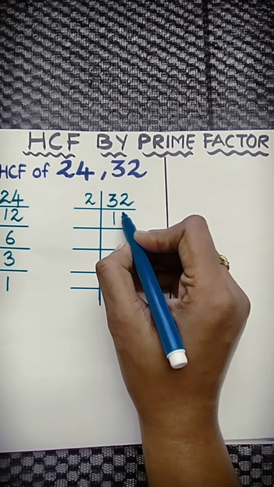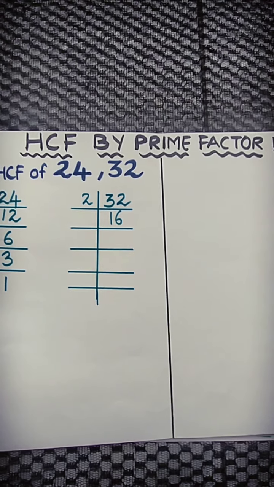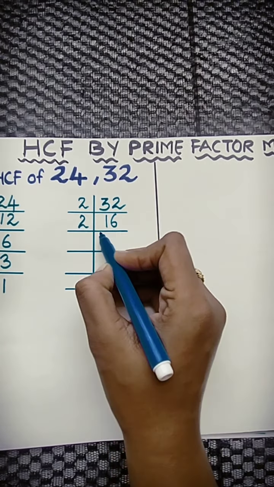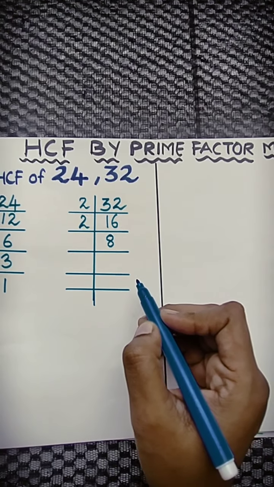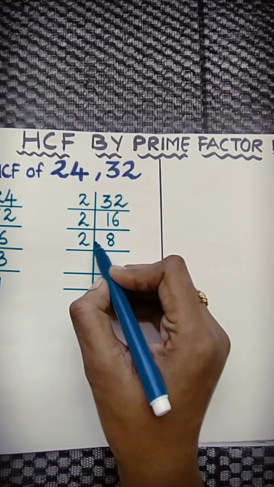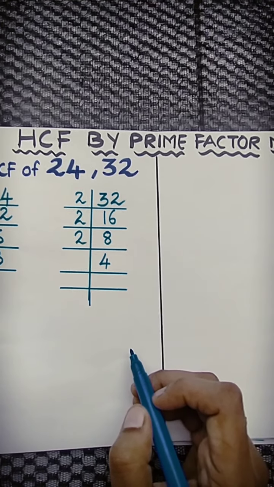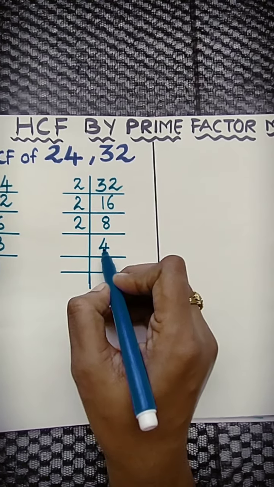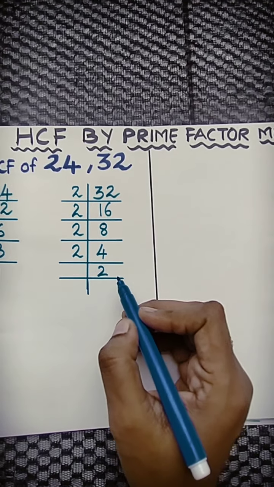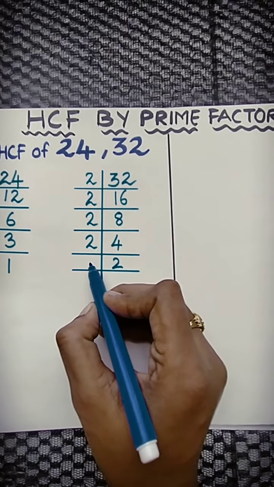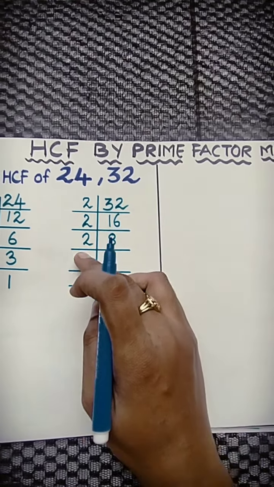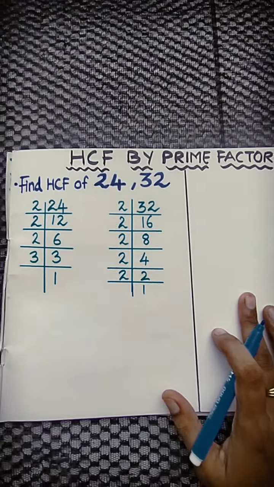How many are? 2 16s are 32. Then again 16 is divisible by 2. So I will write 2 8s are 16. Then again 8 is divisible by 2. So I will write 2 4s are 8. Then again 4 is divisible by 2. So 2 2s are 4, and then 2 is again divisible by 2 itself. So 2 1s are 2. So all the prime factors are 2 only.